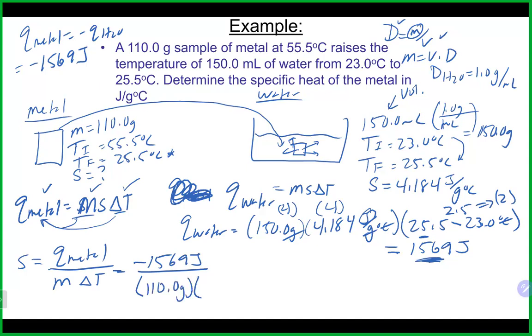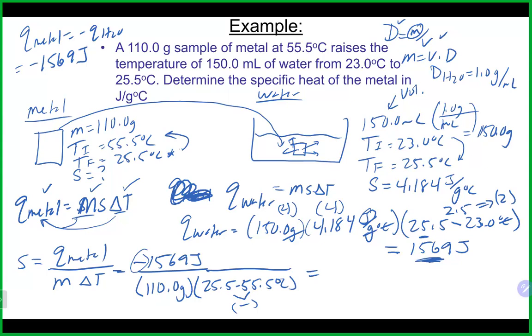Once again, we want to go final minus initial because the metal is releasing that energy. What we see with the metal is temperature decreases. So its final temperature is less than what it started with. So that would get us 25.5 minus 55.5 degrees Celsius. And once again, this here is going to give us a negative number that's going to help us out with the negative number there. And we will end up with perhaps a number.